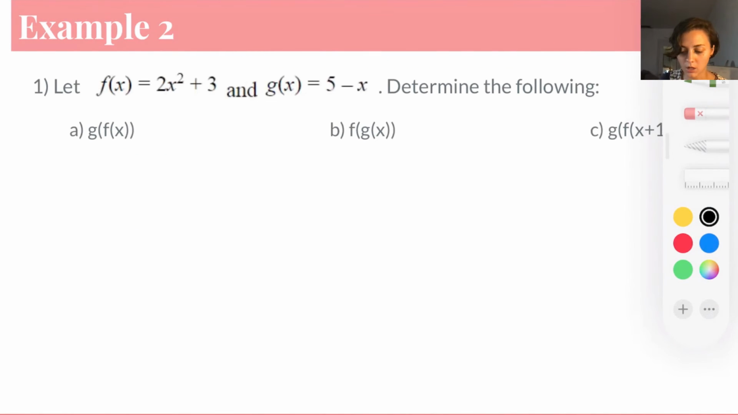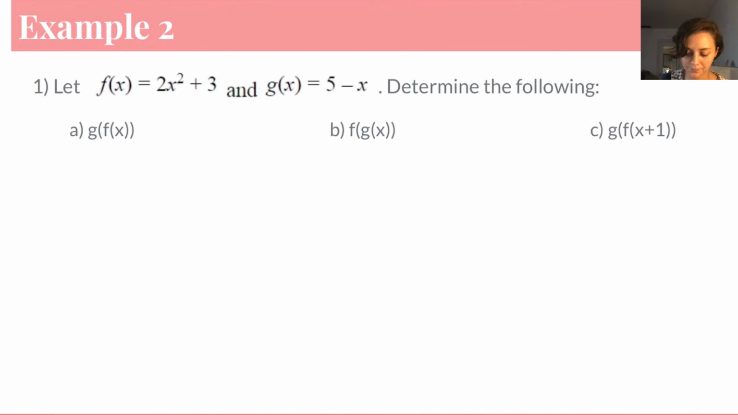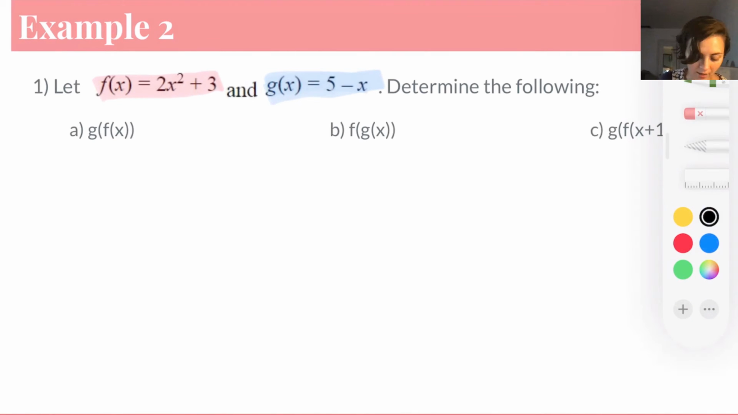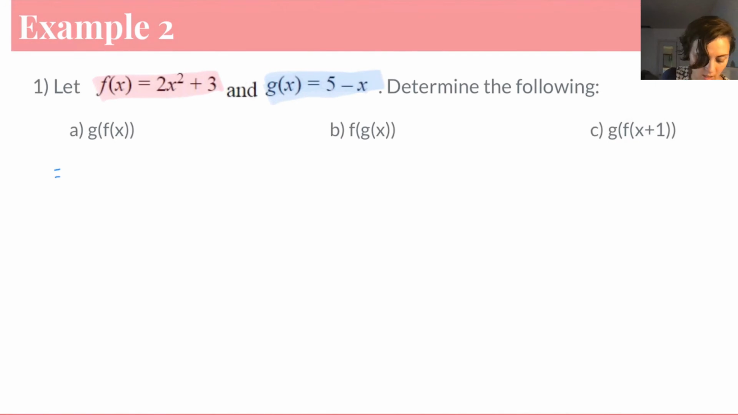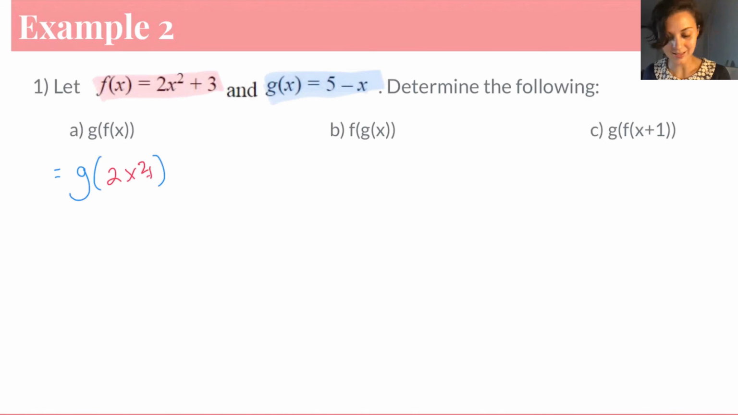So let's choose some colors. We'll do f as, what was it? Red. So f can be red. And we'll make g blue. Like that. Okay. And now let's take the composition. So the first one, I have g of f of x. So this will equal, I have my g, and then instead of f of x, I'm going to write what the actual equation for f of x is. So the equation for f of x is 2x squared plus 3. So that goes in the parentheses.